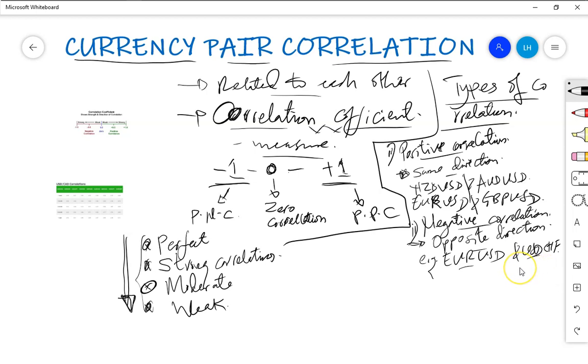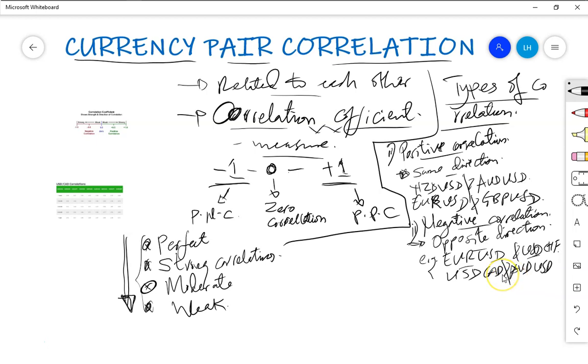Also negative correlation is seen between USDCAD and AUDUSD. Always they show a strong correlation, a very strong correlation.